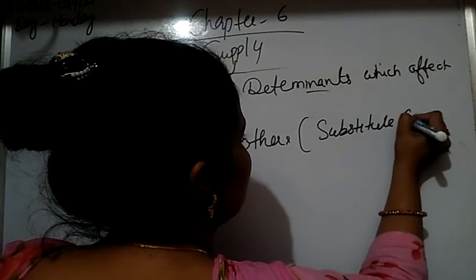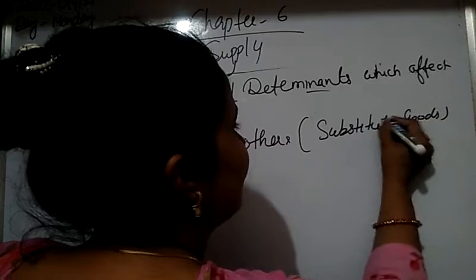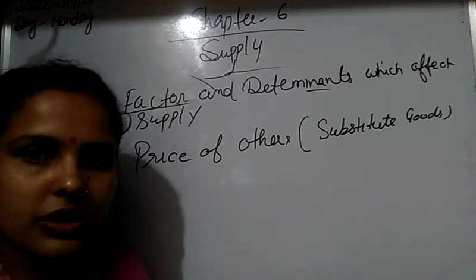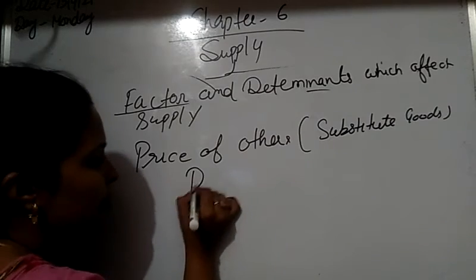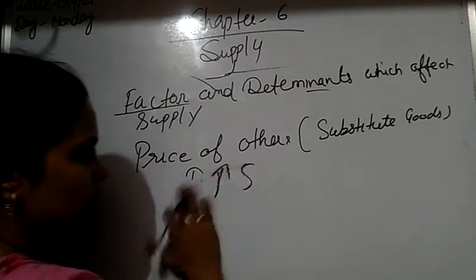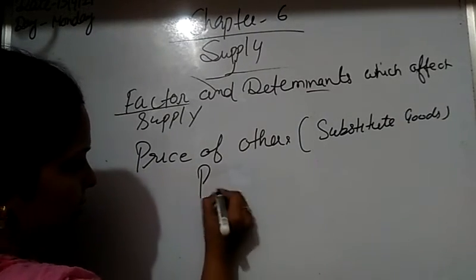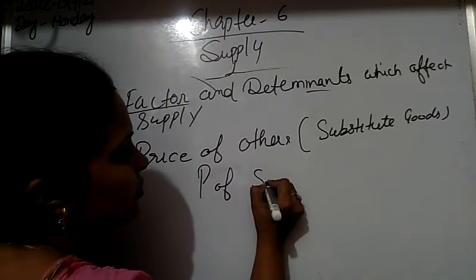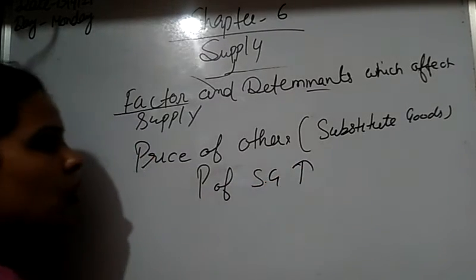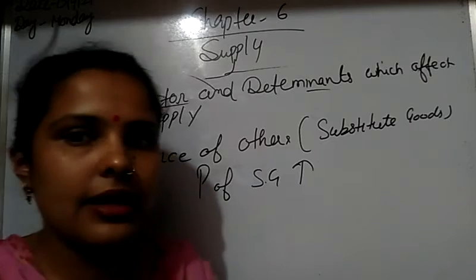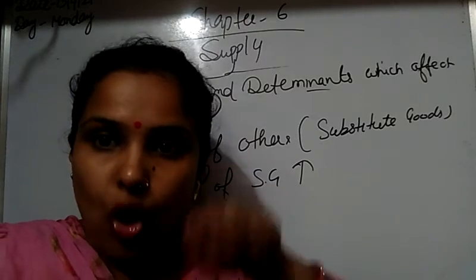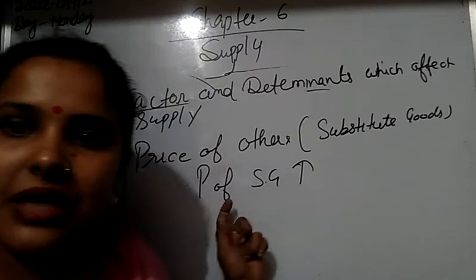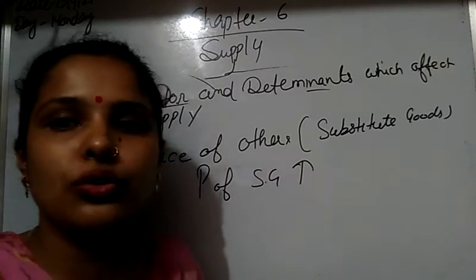Substitute goods are used in place of each other, like tea and coffee. Okay, students. So when the price of substitute goods increases, what does the seller do? The seller stops the production of the commodity and starts production of the substitute goods.